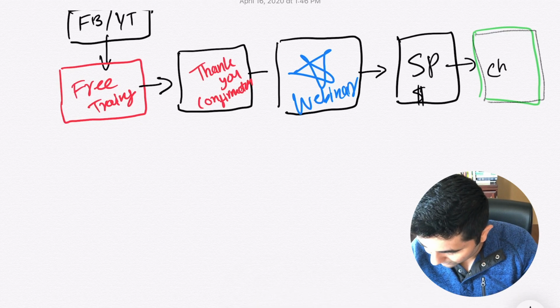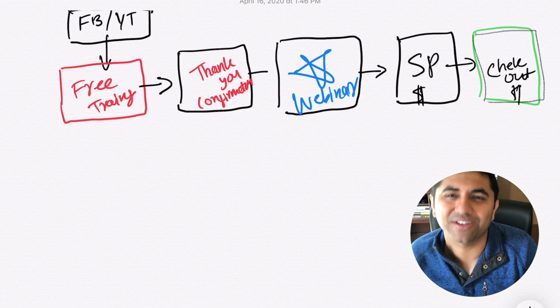So this is the checkout page. This is where you actually collect credit card information, all that. Okay, now that's a simple funnel. If this happened every single time, it would be easy. It doesn't.